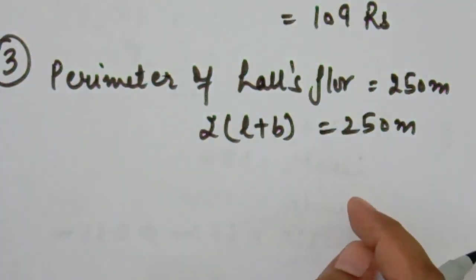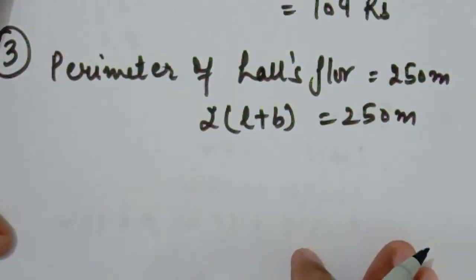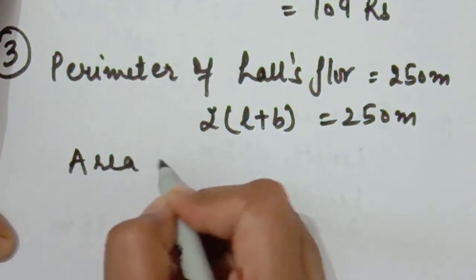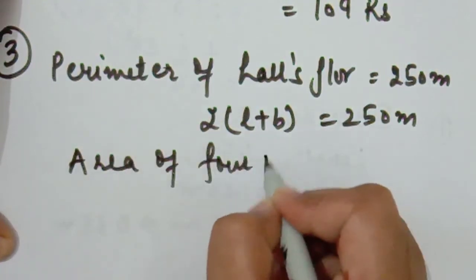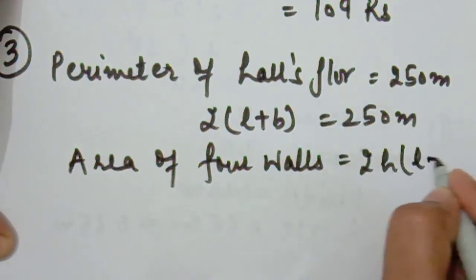Now we will read the question again. If the cost of painting the four walls at the rate of 10 rupees per meter square is 15,000, find the height of the wall. So he said that the cost of painting only the 4 walls at 10 rupees per meter square is 15,000. So students, the area of 4 walls is 2 into H into (L plus B).